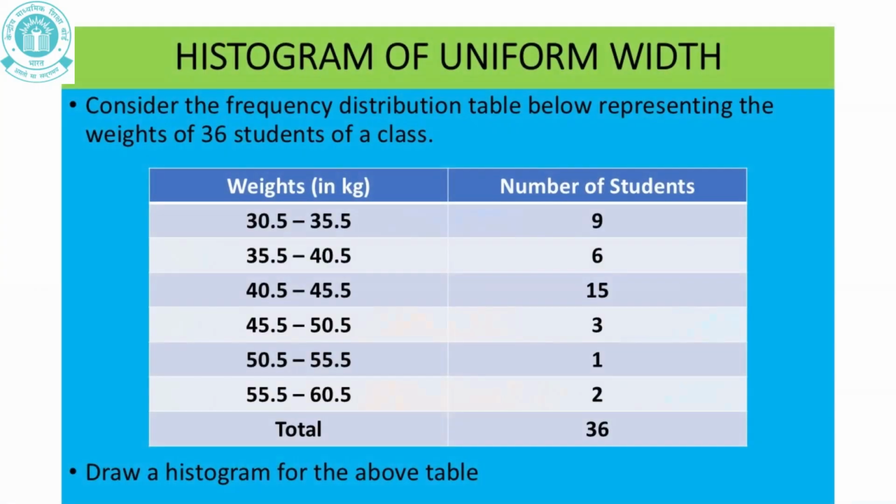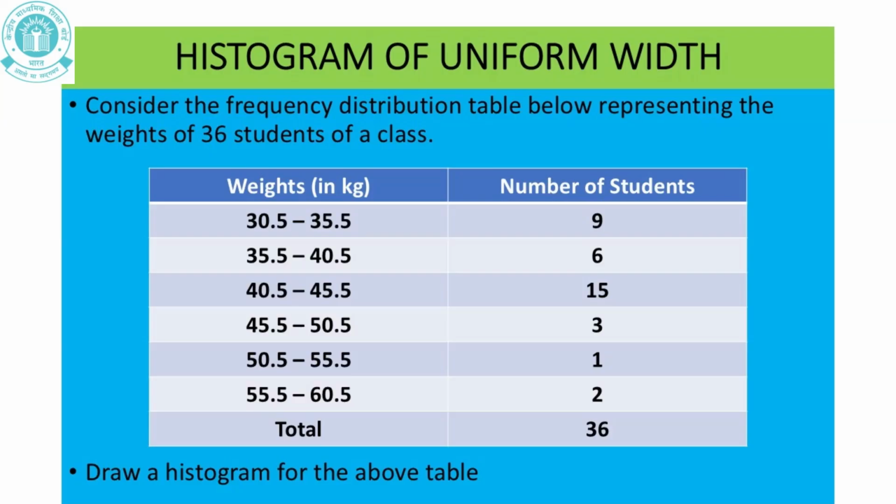Let us understand more about the histogram with the help of examples. Consider the frequency distribution table below representing the weights of 36 students of a class. Draw a histogram for the above data. Let us represent the data graphically. We represent the weights on the horizontal axis on a suitable scale. We can choose the scale as 1 cm equal to 5 kg.